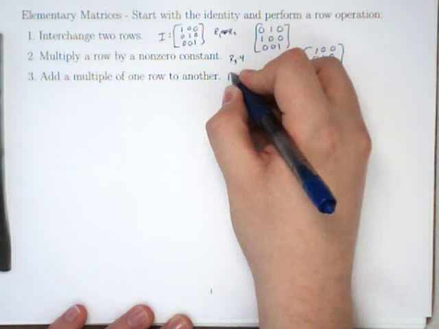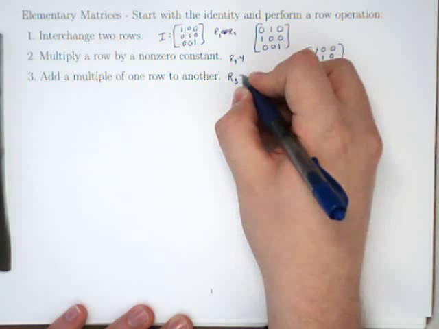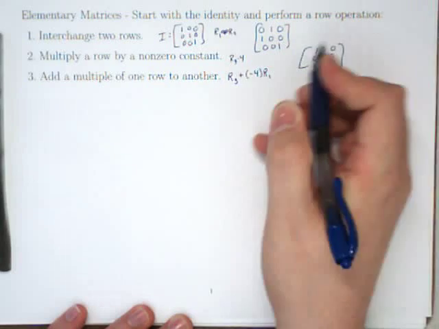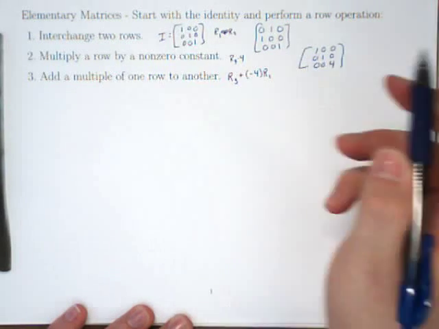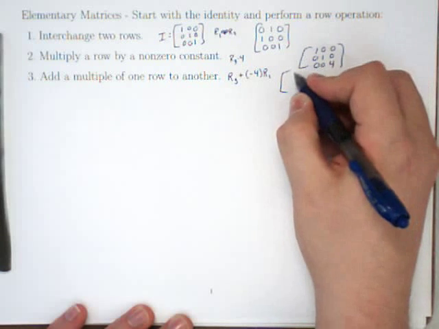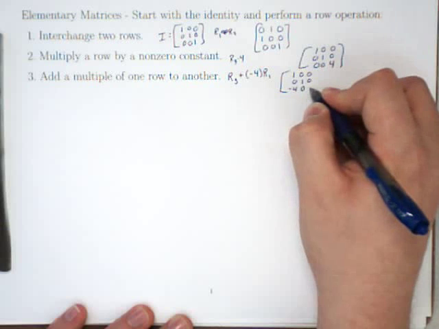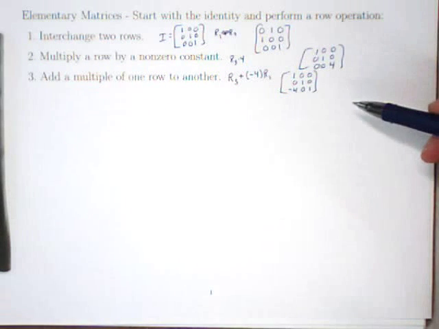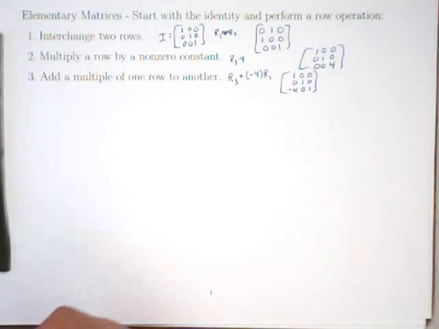I could also take, say, row 3 and let's add negative 4 times row 1. Remember, I do that to the identity. So row 3 minus 4 of those would give me the matrix 1, 0, 0, 0, 1, 0, minus 4, 0, 1. These are all examples of elementary matrices. You are allowed to do one single row operation.